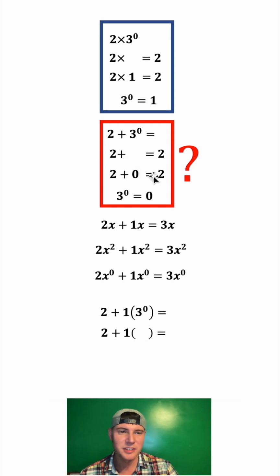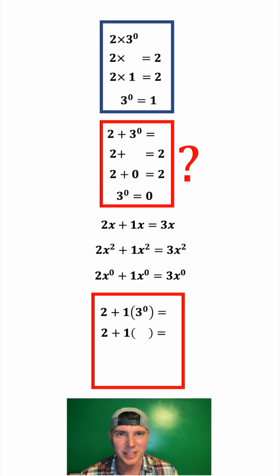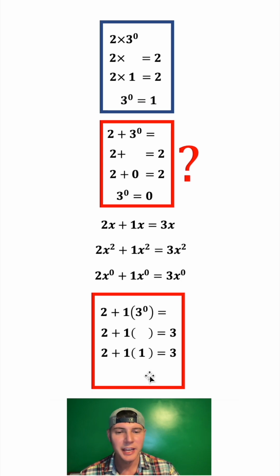So this is the same thing as this red box right here. So I'm going to put a red box around this. Since this 1 is being multiplied by no 3's, it's still a 1. And so this ends up being 2 plus 1 equals 3. And what does this empty product have to be equal to make this true? It has to be equal to 1. And for this reason, 3 to the 0 is equal to 1.